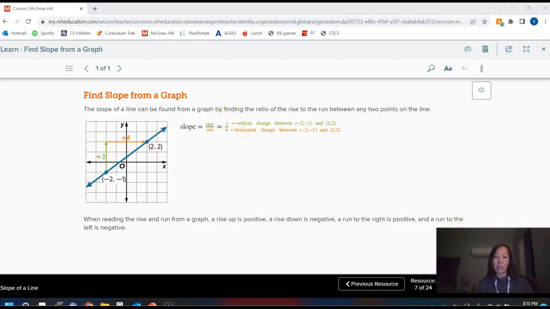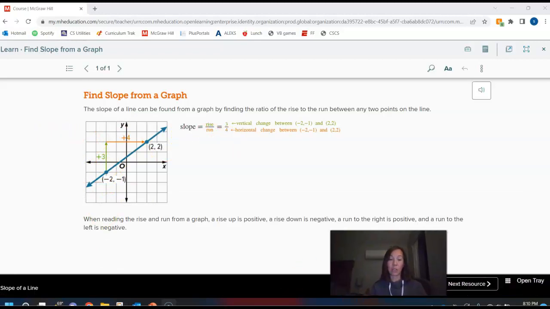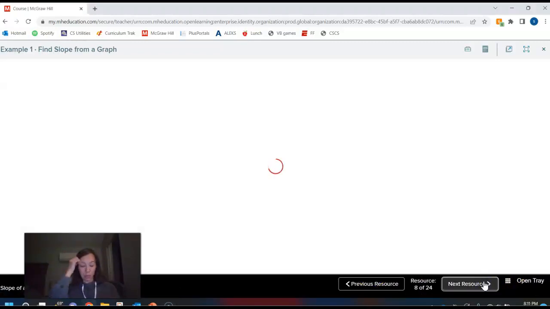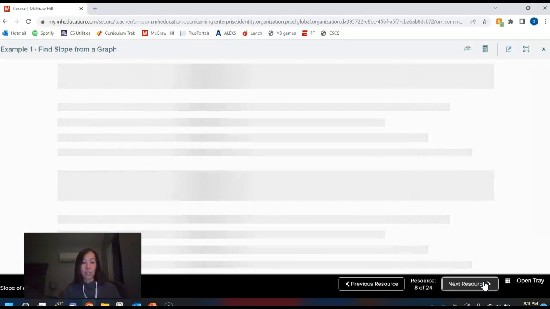So when reading the rise and run from a graph, up is positive, down would be negative, right is positive, and left would be negative. So it is important to understand which direction, and you should know that if you see a graph going this way, that you know that your slope should end up being a positive number. So let's look at an example of this.